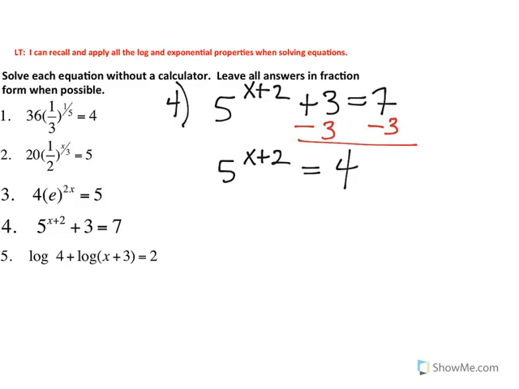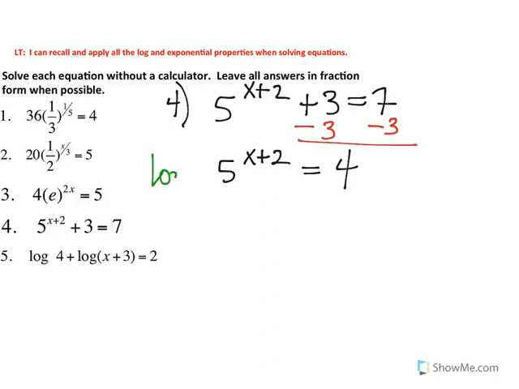Powers of 5. 5 to the 1 is 5. 5 squared is 25. That won't work. Powers of 4. 4 to the 1 is 4. 4 squared is 16. That doesn't work either. I cannot rewrite 5 or 4 to have a common base. And so when I cannot rewrite both sides to have the same base, my only other option is to take the log of both sides.